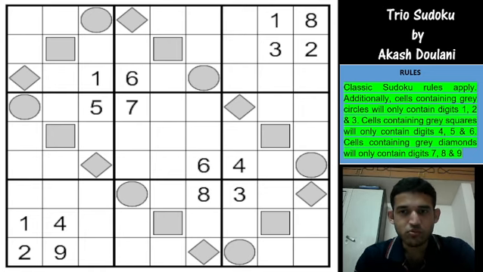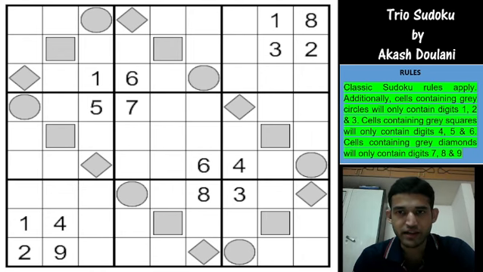So let us move on to the rules of the Sudoku now. Classic rules apply. So each row, column and 3 by 3 box in the grid will have digits from 1 to 9, and additionally you will have some other property in the Sudoku. Cells containing gray circles will contain only digits 1, 2, 3. So all these gray circles can only take the digits 1, 2 or 3.